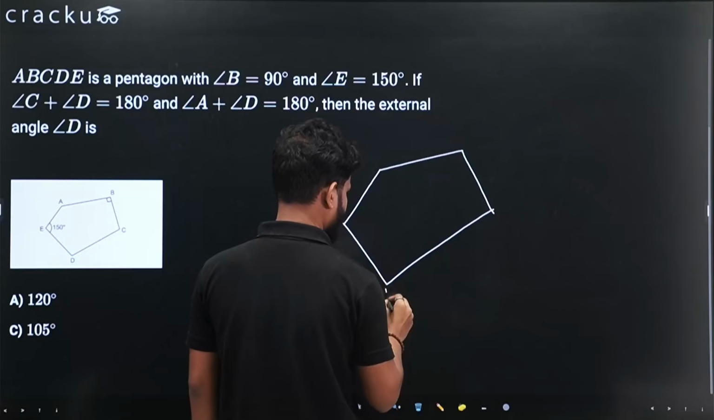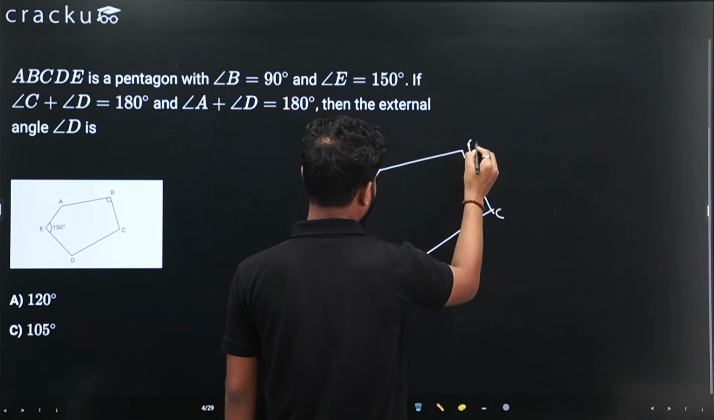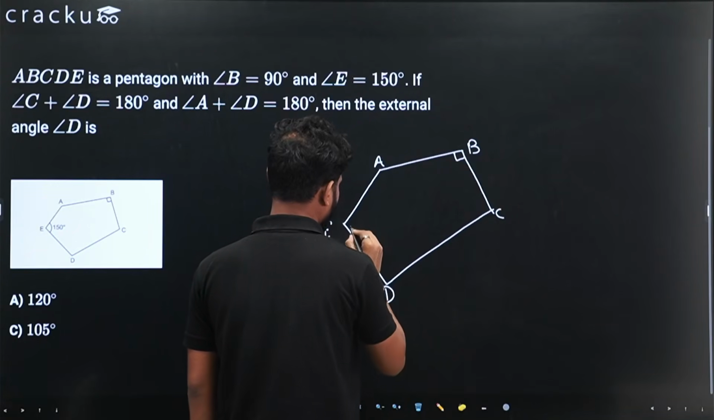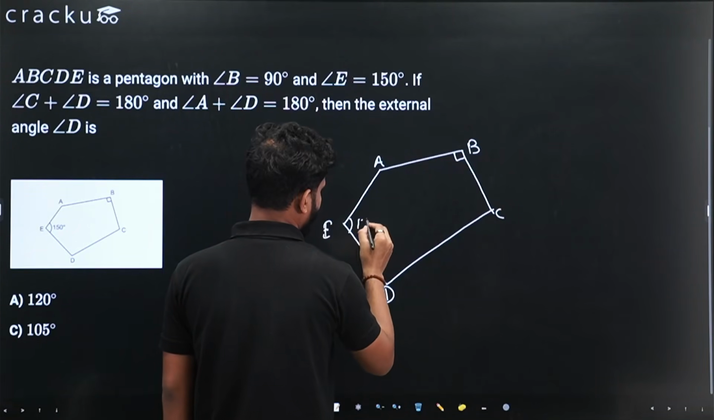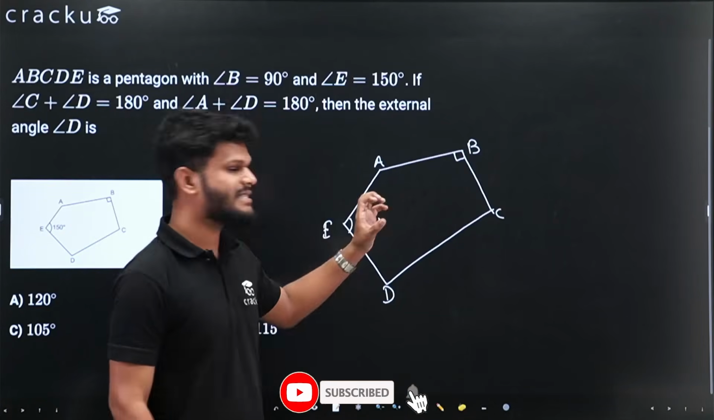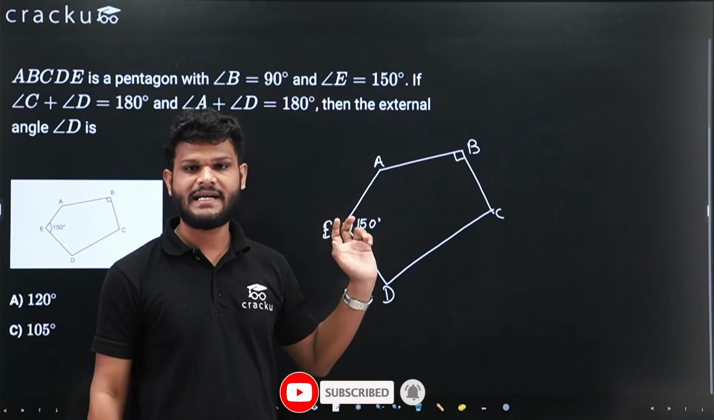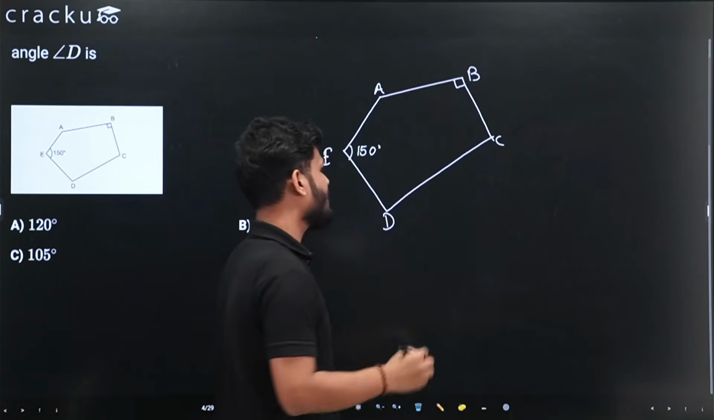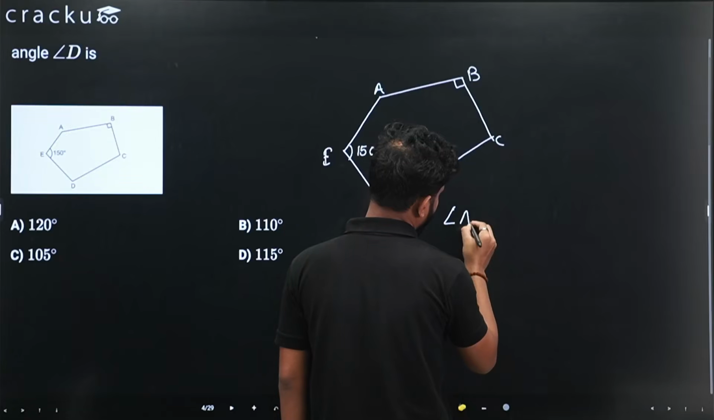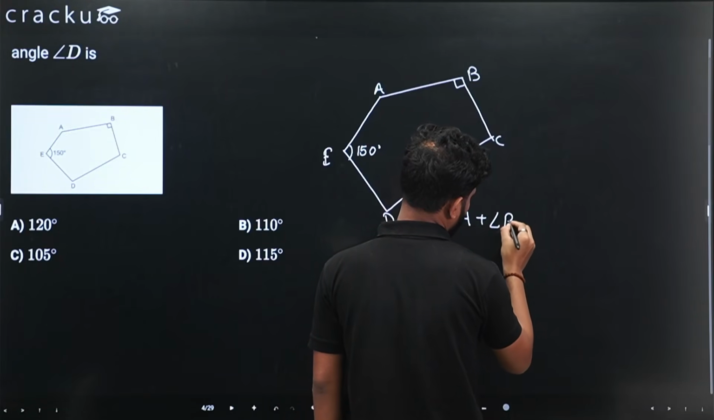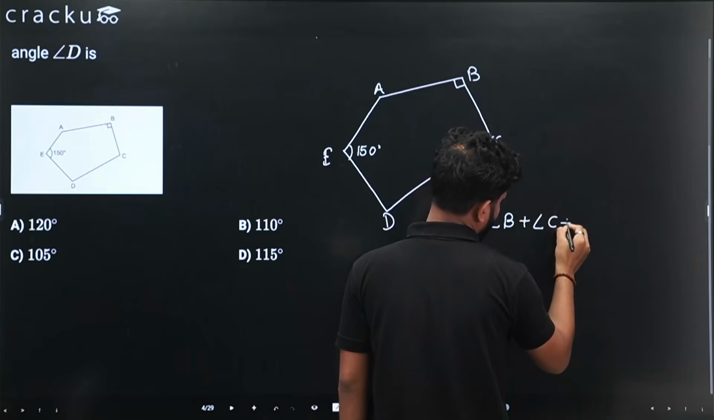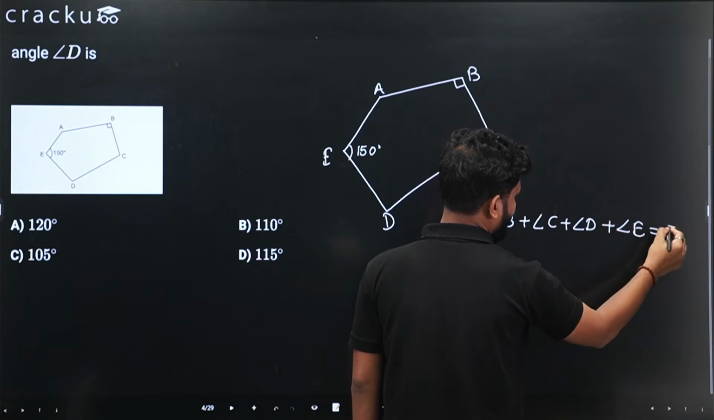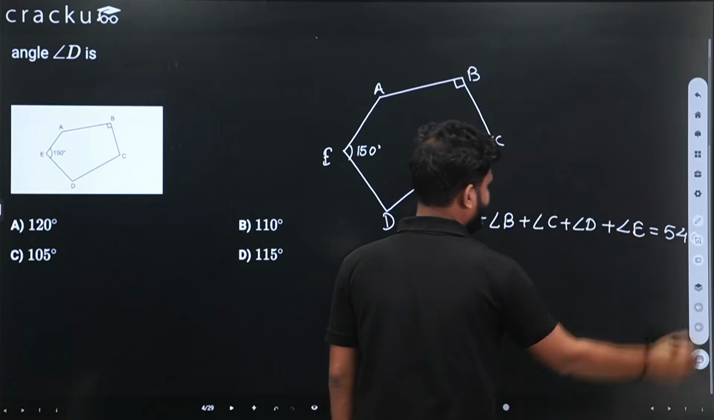Okay, we have D, we have C, we have B, here we have E. This is 90 degree and this is given as 150 degree. Now as this is a pentagon, the sum of all angles of a pentagon will be 540 degree. So angle A plus angle B plus angle C plus angle D plus angle E will be 540 degree.